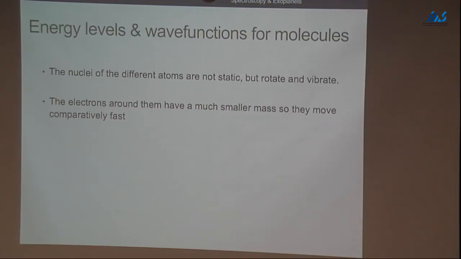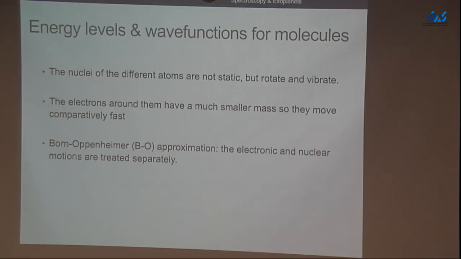I will show you just briefly the equation that you need to solve if you want to look at the problem in its complexity. But what people usually do is to use an approximation, which is called the Born-Oppenheimer approximation, where basically the motions of the nuclei and electrons are treated separately. And this is really a huge simplification. Because of this, we can today calculate the energy levels and also the probability of transition even for very complex molecules.